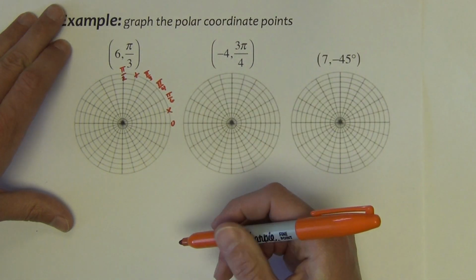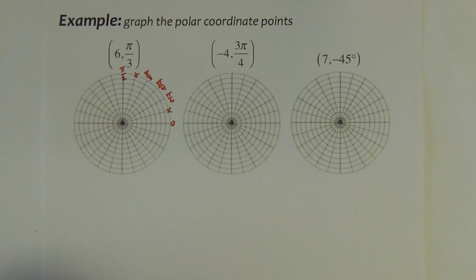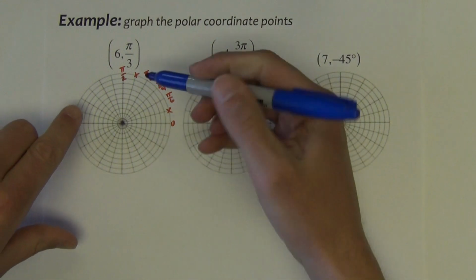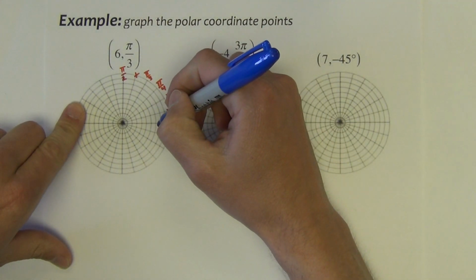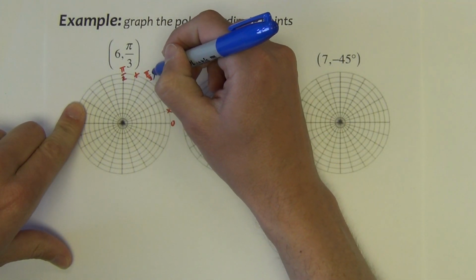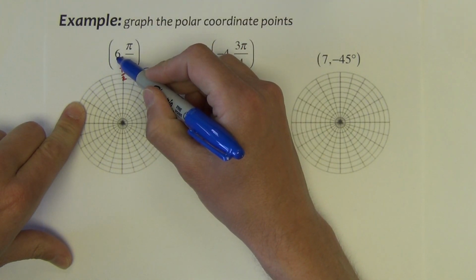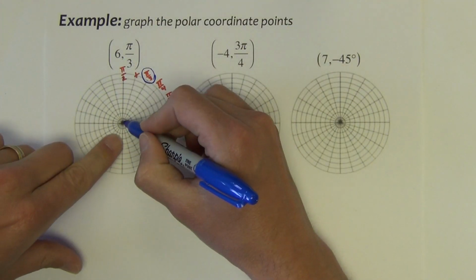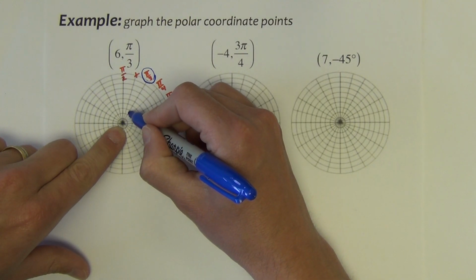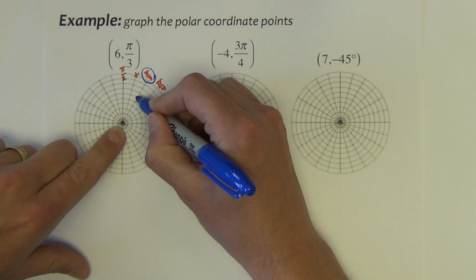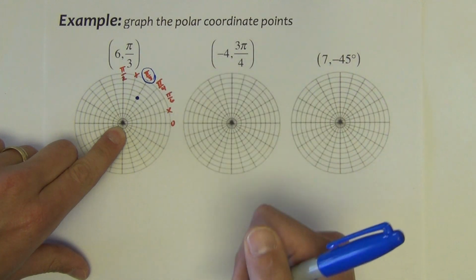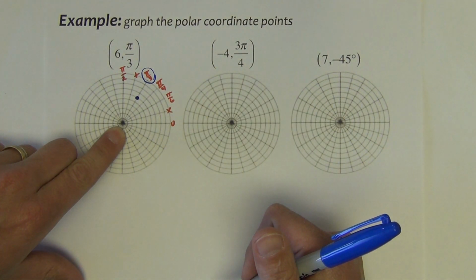Okay, so if I want to plot the point 6 comma pi over 3, it's done by going up to the pi over 3 line. I'm going to be on this line right here, and I'm going to count 6 units out from the pole. So just 6 rings out from the pole: 1, 2, 3, 4, 5, 6. And there's where the point plots.